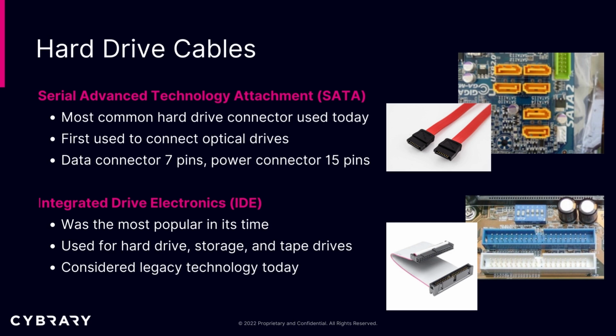Hard drive cables. There are different types of hard drive cables that we use for our integrated hard drives: the SATA cable and the IDE cable. Now, the Serial Advanced Technology Attachment, or SATA, is the most common hard drive connector used today. It was first used to connect just optical drives, like CD-ROM drives. But again, nowadays we use it primarily as our main connection for our hard drives. The data connector has 7 pins, whereas the power connector has 15 pins.